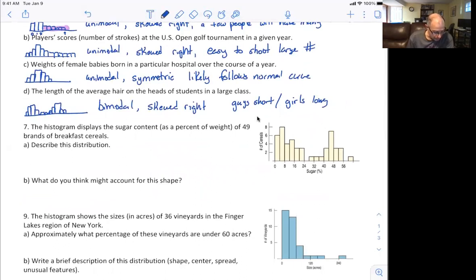The histogram displays the sugar content as a percent of weight of 49 brands of cereal. Describe this distribution. So again, in describing this, we have to remember our SOCS. S, O, C, S, SOCS. This first one again is going to be shape. What are we going to say the shape is? Again, I have a distinct mode here and a distinct cluster here. So since I have those two clusters, this is going to be bimodal.